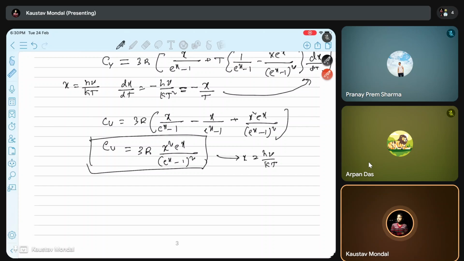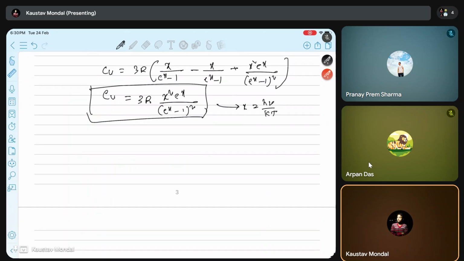Now, we will consider two of the extremum cases. In one case, the temperature would be higher. In one case, the temperature would be smaller. So before doing that, let me define one quantity that is defined in the literature.